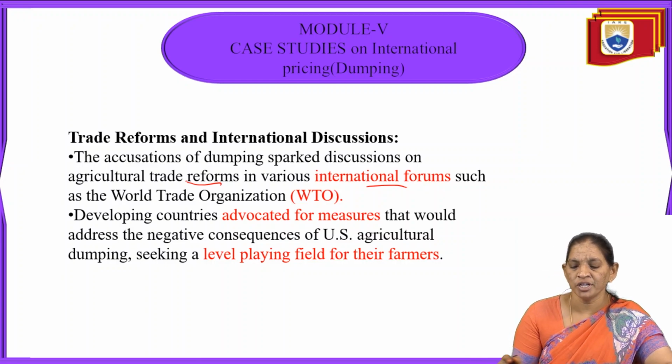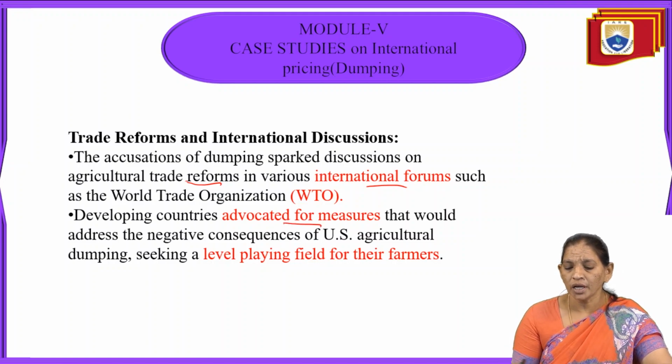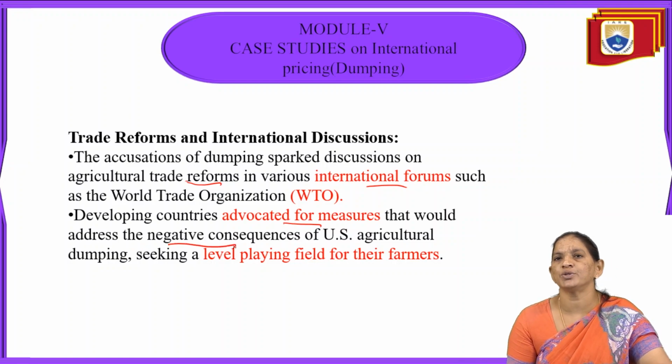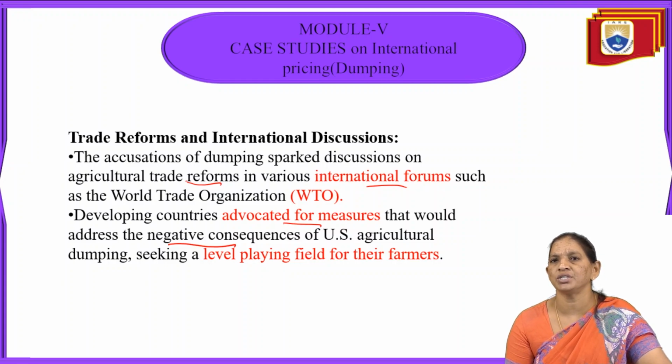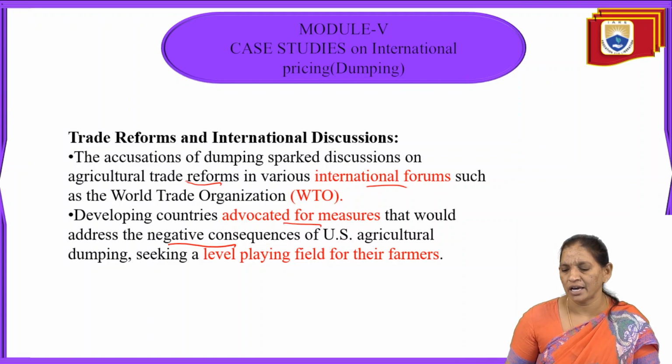So these developing nations advocated for certain measures that would address the negative consequences of this US agricultural dumping, which seeks a level playing field for their farmers. Means these developing nations have entered into this international forum for discussion, and they themselves have been asking to overcome the negative impact that these agricultural products, which the US government has dumped, have had, which leads to playing with their farmers' livelihood.